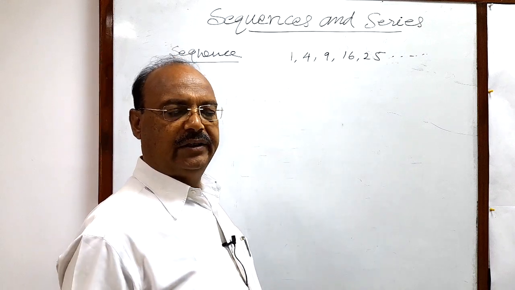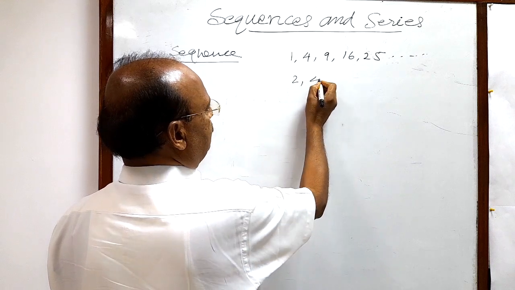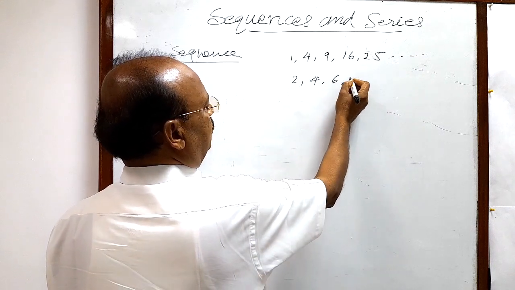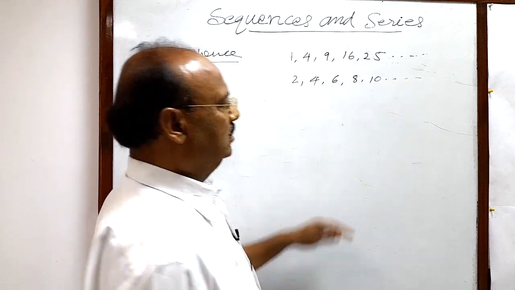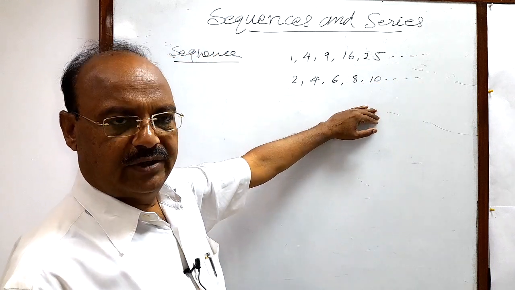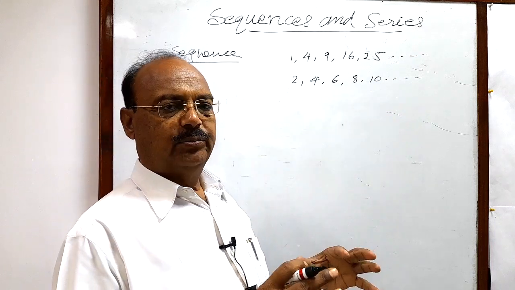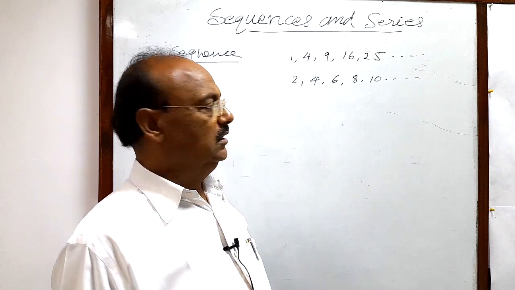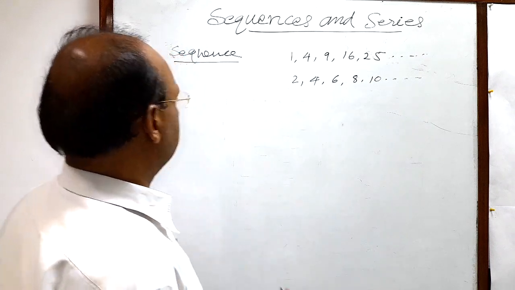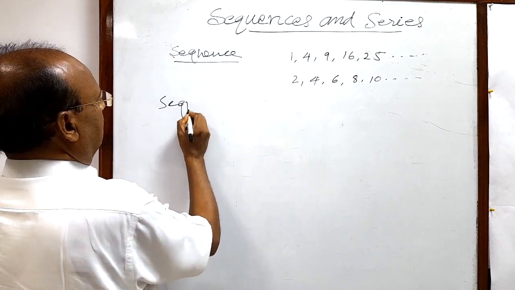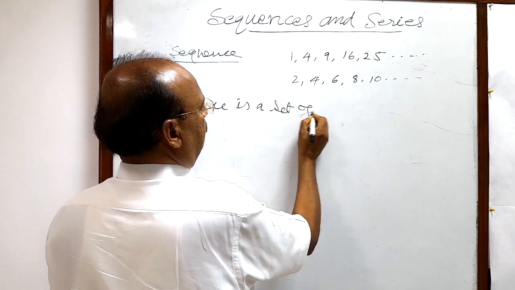Suppose we take another example. Let us multiply each natural number by 2. So 2 into 1 is 2, 2 into 2 is 4, 2 into 3 is 6, 2 into 4 is 8, 2 into 5 is 10, like this. This is also an example of sequence because these numbers have been arranged in a particular manner, in an assigned rule.